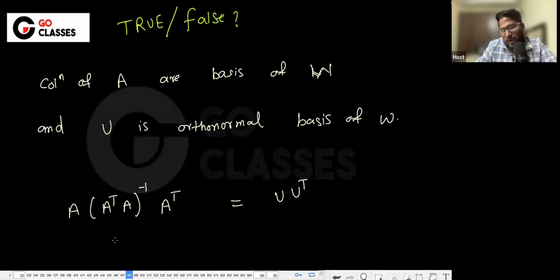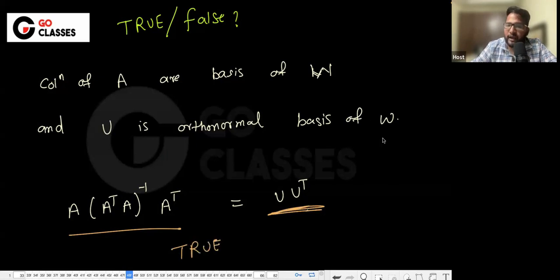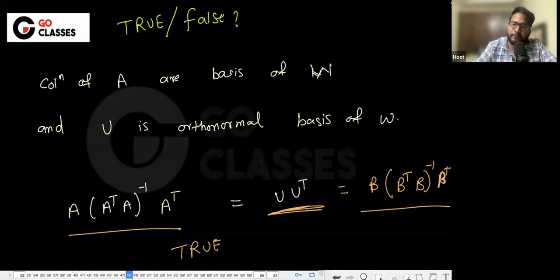This is true. You can take any basis, it doesn't really matter. You calculate the projection matrix using this basis, and you calculate it using the other basis. Both will be the same, right? This is true. Even if you take any other basis, the projection matrix will not change. Any basis you can take. Okay, is this fine to everyone? Okay, right. So you can take any basis.